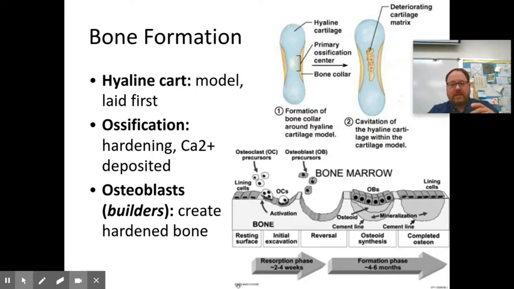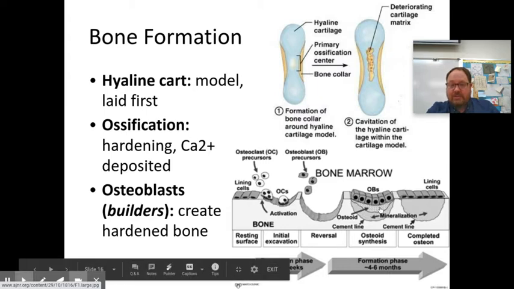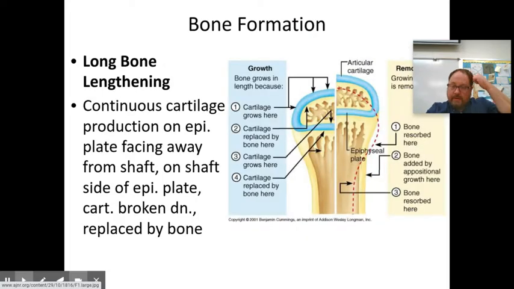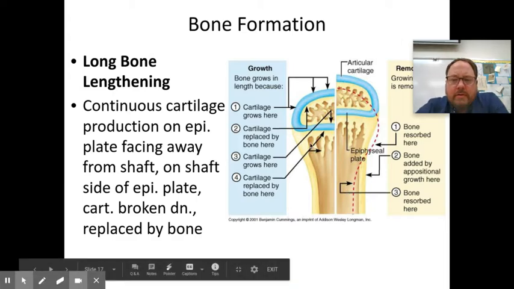And when I remember this, I think anytime I see blast, I'm thinking it's a builder. So osteoblasts are bone builders. So those are cells that come in and deposit that calcium matrix to make the hardened bone. So the thing is, remember, cartilage gets laid down first and it's replaced by bone by these osteoblasts, the builders.